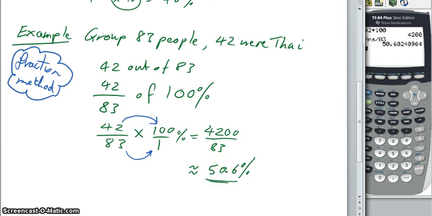Well, you can see that yourself. What's 42 times 2? Yep, 84. So we're at 50.6%, just over halfway. That's it. Done.